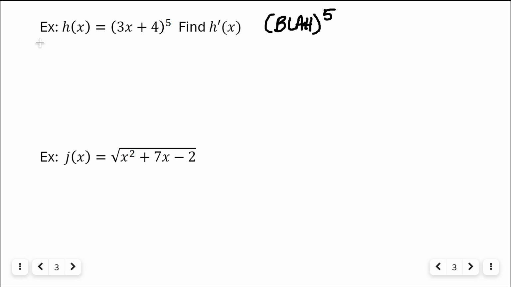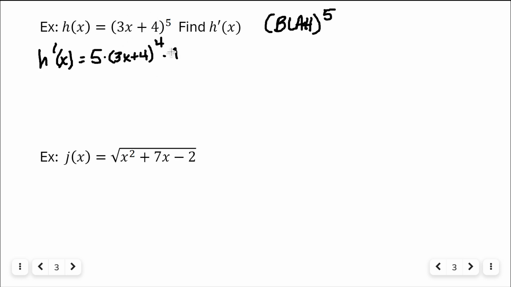Okay, now what we're going to do is derive blah to the fifth power. Now you already know how to do that because that's a power rule problem. So you bring the 5 down, you leave the blah. The blah is the inside, 3x plus 4. You take 1 from the power. Now there's 4 powers left. And now the chain rule says you're going to multiply that by the derivative of the blah, by what's inside.